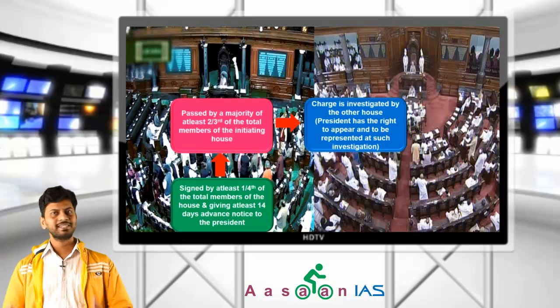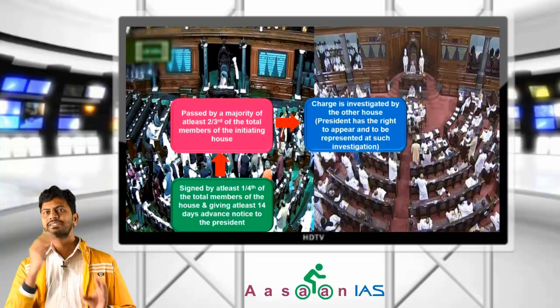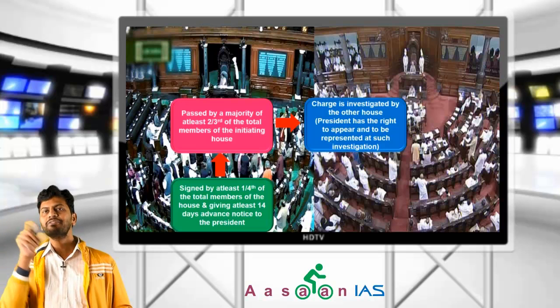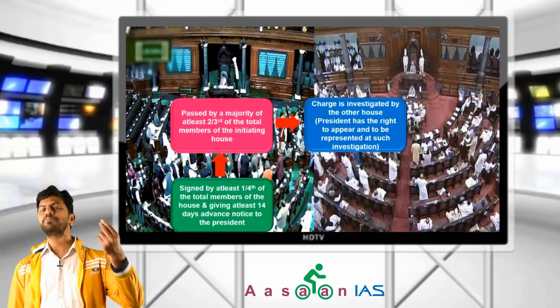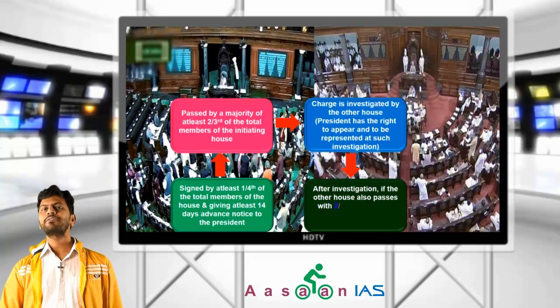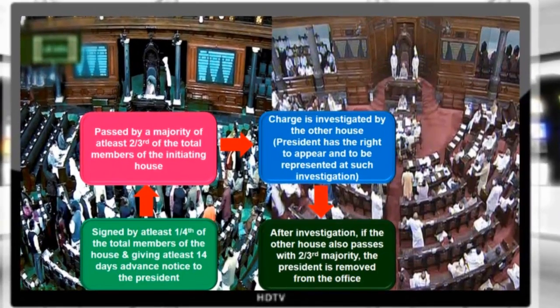Hope you are getting. So किसी भी house में initiate हो जाए, पहले 1/4 members sign करके उनको 14 days notice दे दें president को. Then 2/3 of the total members, उतना majority से पास करें. Then the other house उस charge को investigate करे, and if it is proved, then they also pass it by 2/3 of the total members of that house. After investigation, if the other house also passes with 2/3 majority, the president is removed from the office.